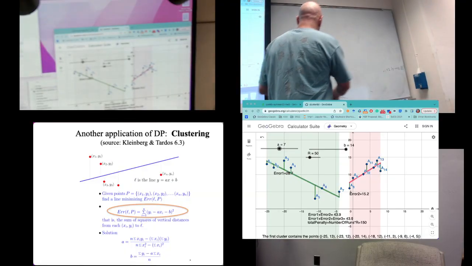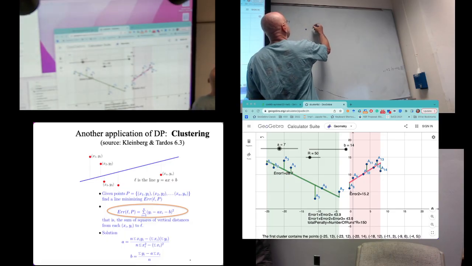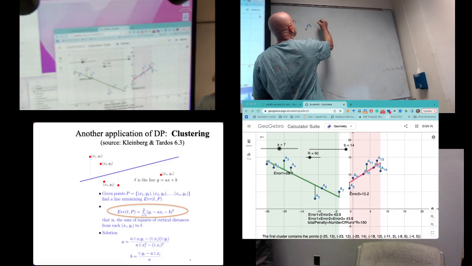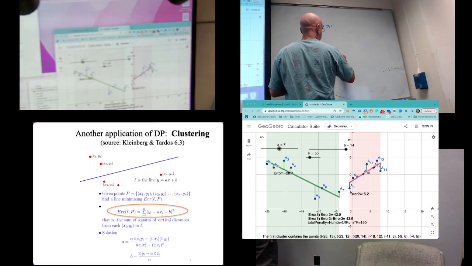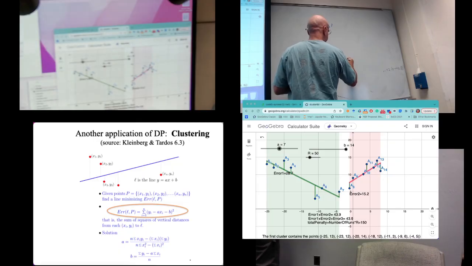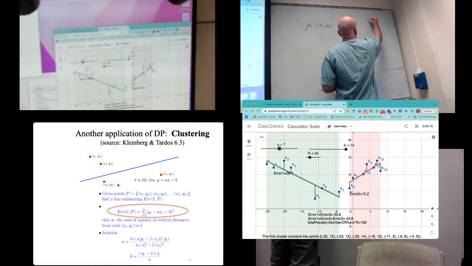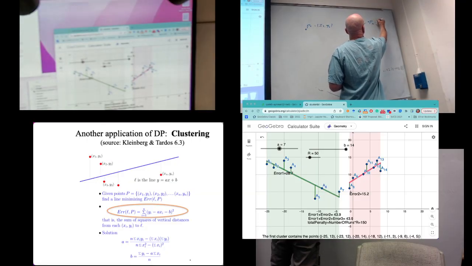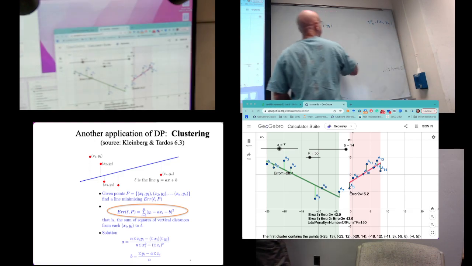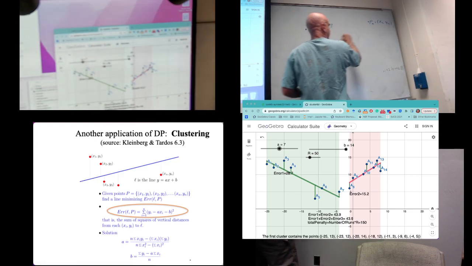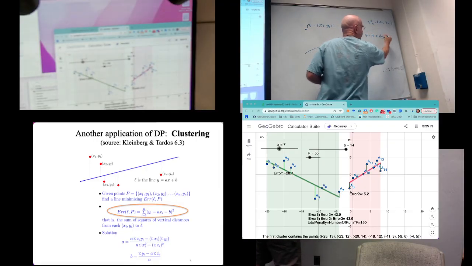Okay, I'll remind everybody where we ended last meeting. If I have a point P1, which is x1, y1, P2, x2, y2, all the way up to Pn, which is xn, yn, and I want to fit a line y, which is ax plus b.